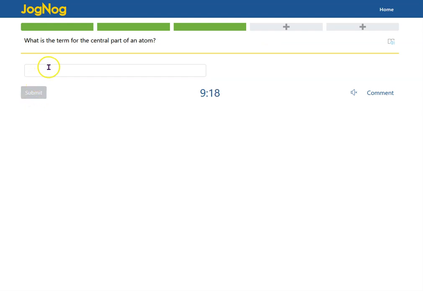What is the term for the central part of an atom? You can think of nuclear reaction, but that is the nucleus. You may remember that a biological cell also has a nucleus, which is the center of the cell. So we're using the same word in two different ways. And finally, what is formed when one or more atoms bond together? Well, a bunch of atoms having a party together, that would be a molecule.